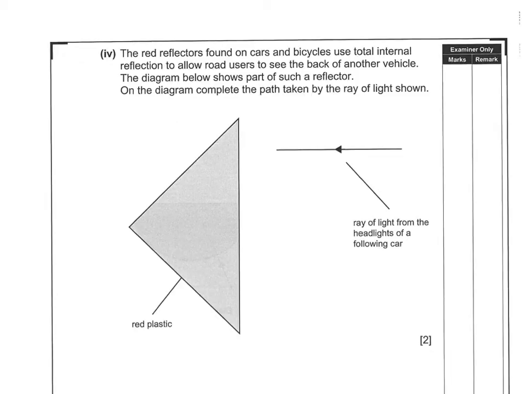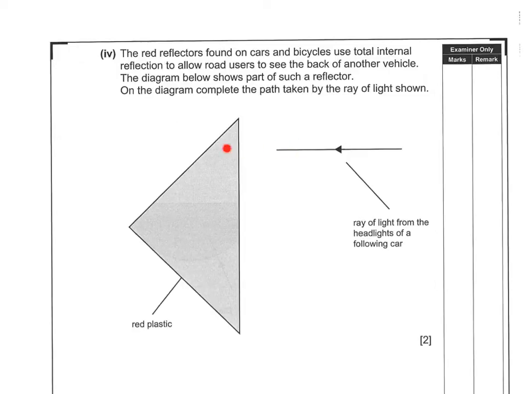Part 4. The red reflectors found on cars and bicycles use total internal reflection to allow road users to see the back of another vehicle. The diagram below shows part of such a reflector, and on the diagram complete the path taken by the ray of light shown. So this is a 90-degree reflecting prism.